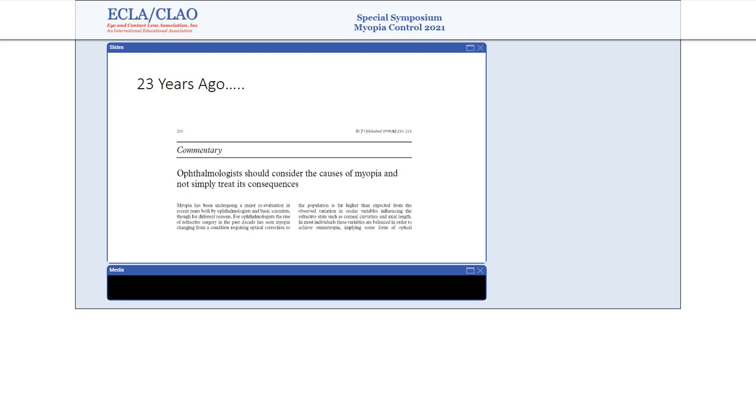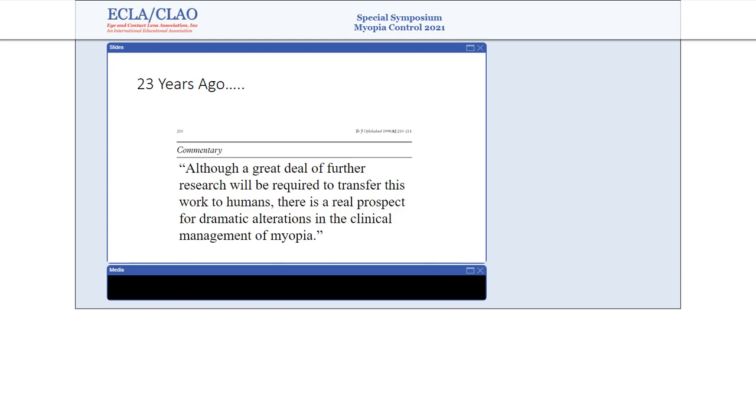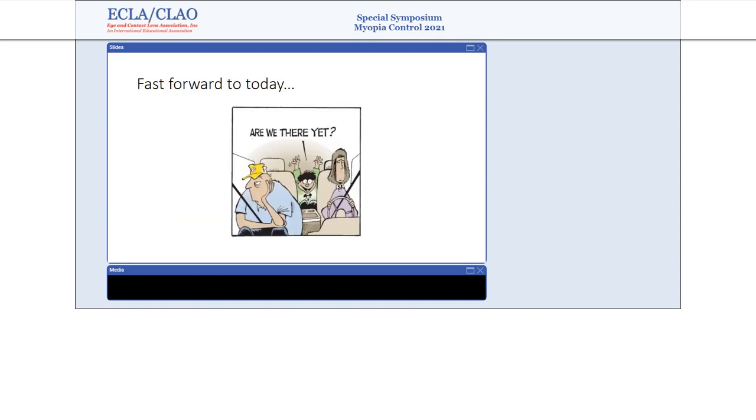I've been thinking about myopia for a very long time. 23 years ago, I wrote a commentary that ophthalmologists should consider the cause of myopia, not simply treat its consequences. This was a time when, for most ophthalmologists, myopia was an opportunity to perform refractive surgery. At the end of this commentary, I made a forward-looking statement that there's a real prospect of dramatic alterations in the clinical management of myopia. Now, if we fast forward 23 years to today, the question is, are we there yet?